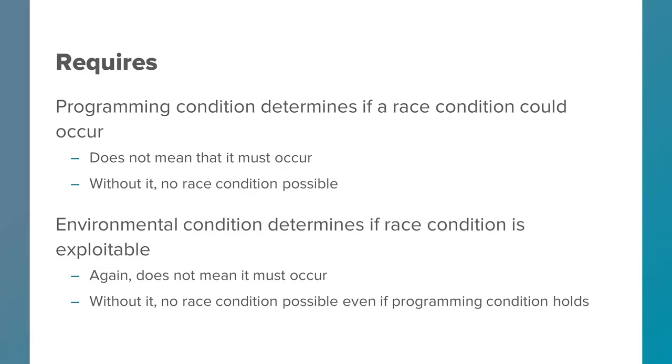In order to be able to do this, two things have to hold. First of all, the program has to be written in such a way that there is this window, this gap between the program check and the use. Now, if you've got that gap, that does not mean a race condition is assured. It just means one could occur. If you don't have that gap, there's no way it can occur.